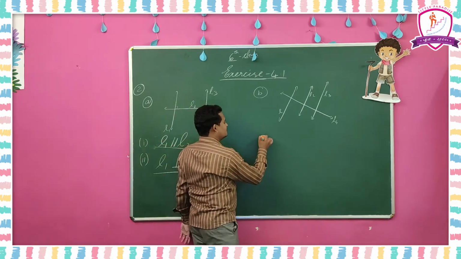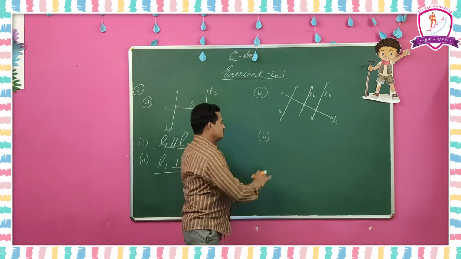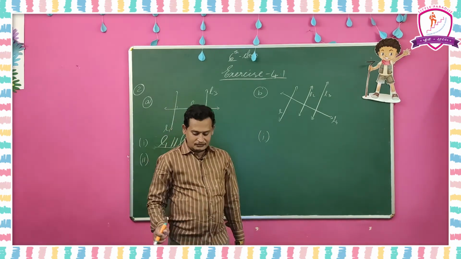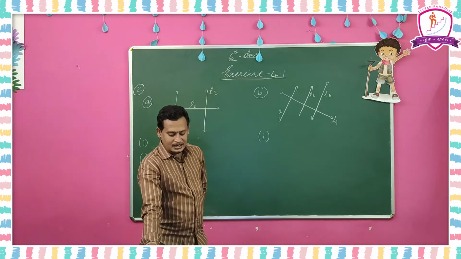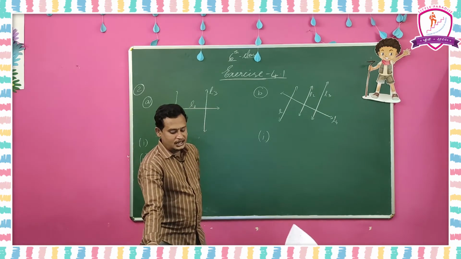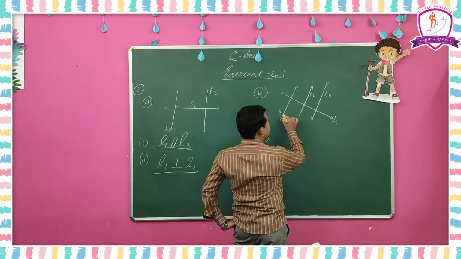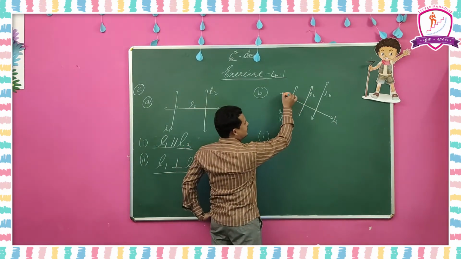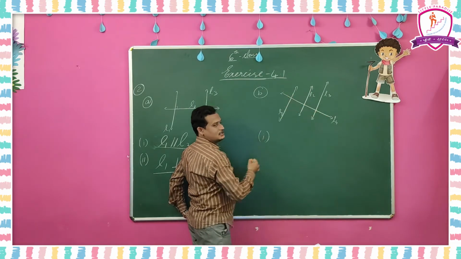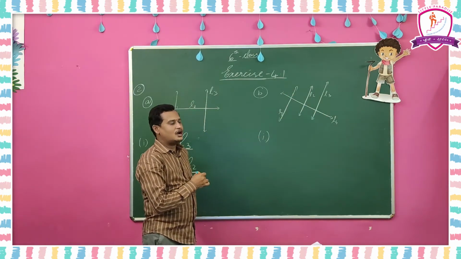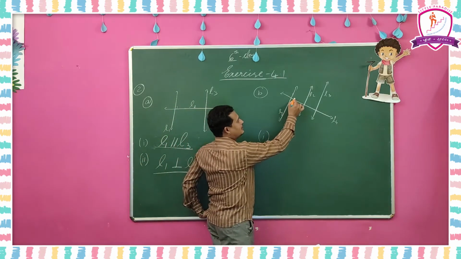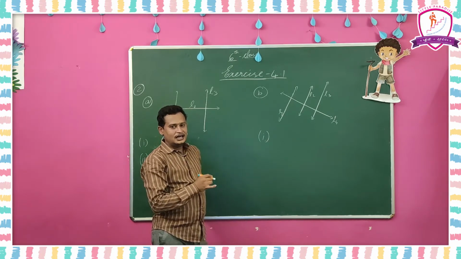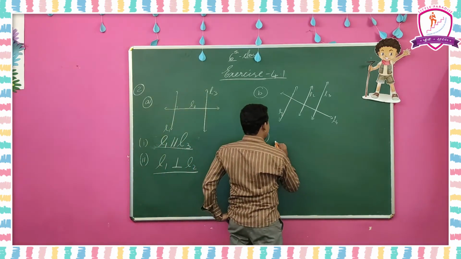Coming to question B, the first one is lines L1 and L4. Here lines L1 and L4, these two lines are intersected. L1 is this and L4 is this. These two are intersected at one place. Here the 90 degrees will not be there. So we can say that L1 and L4 are just intersecting lines. Intersecting lines you have to write there.